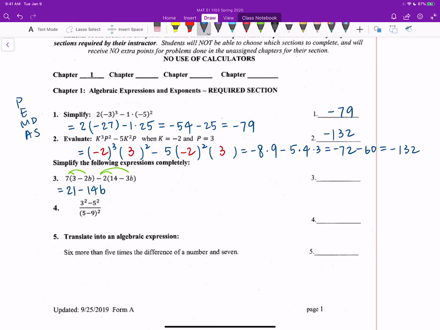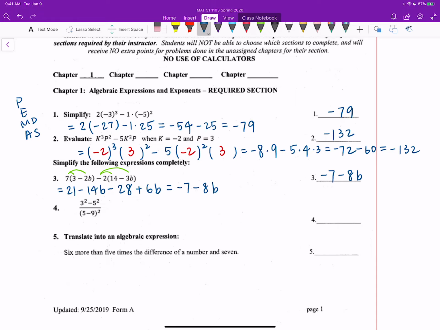Second part, however, you have to be careful because you have a negative 2 outside. So when you distribute, you're going to multiply every single term inside by negative 2. Negative 2 times 14, that's negative 28. Negative 2 times negative 3b, that is positive 6b. So this is what happens after you distribute. And then we're going to combine like terms. 21 minus 28, that is negative 7. Negative 14b plus 6b, you combine their coefficients, negative 8b. So the answer is negative 7 minus 8b.